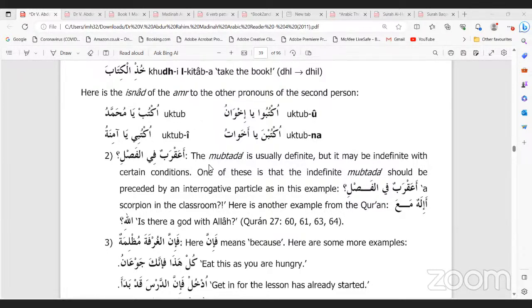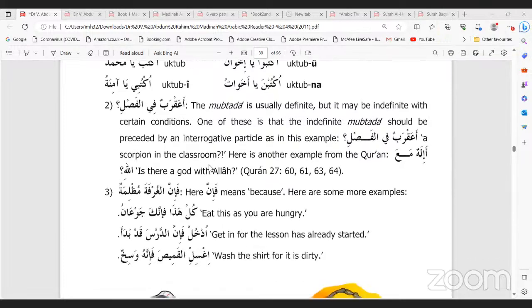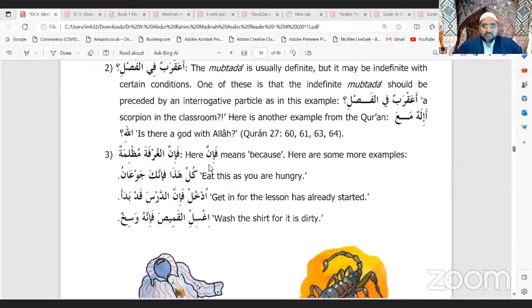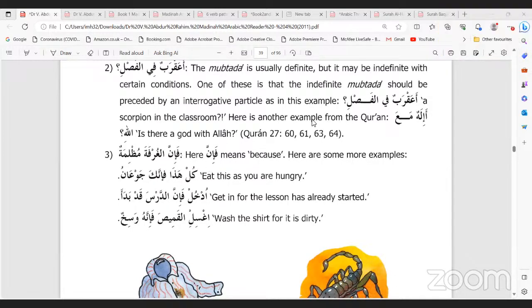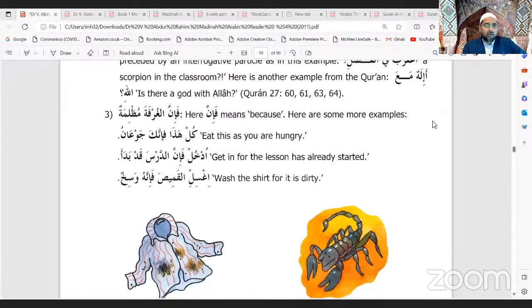Here is another example from the Quran. La ilahun ma'allah. Is there a god with Allah? Besides Allah. Does that make sense? So the word ilahun is a common noun, a god with Allah. So this is a scenario where there's a hamzatul istifham, a questioning or interrogative particle, and then it's allowed for the mubtada to be indefinite.